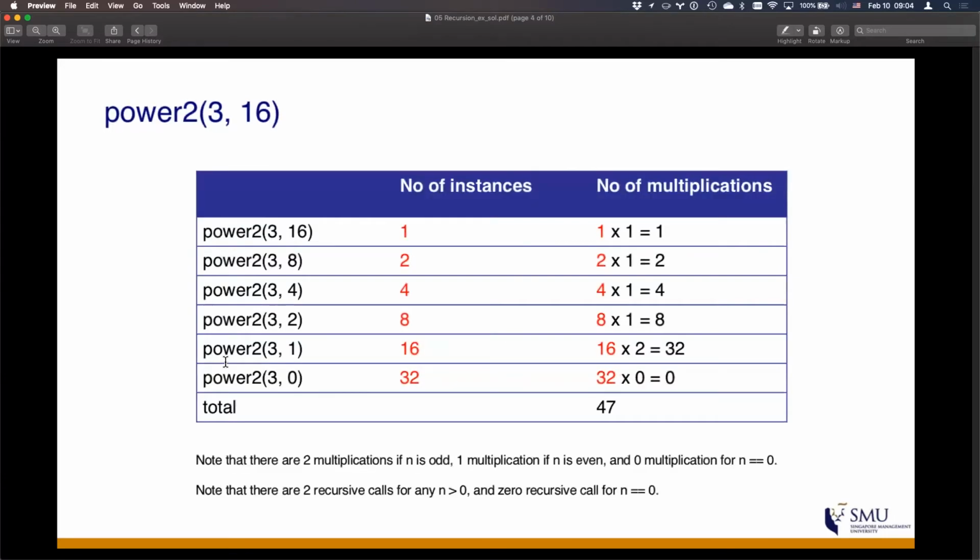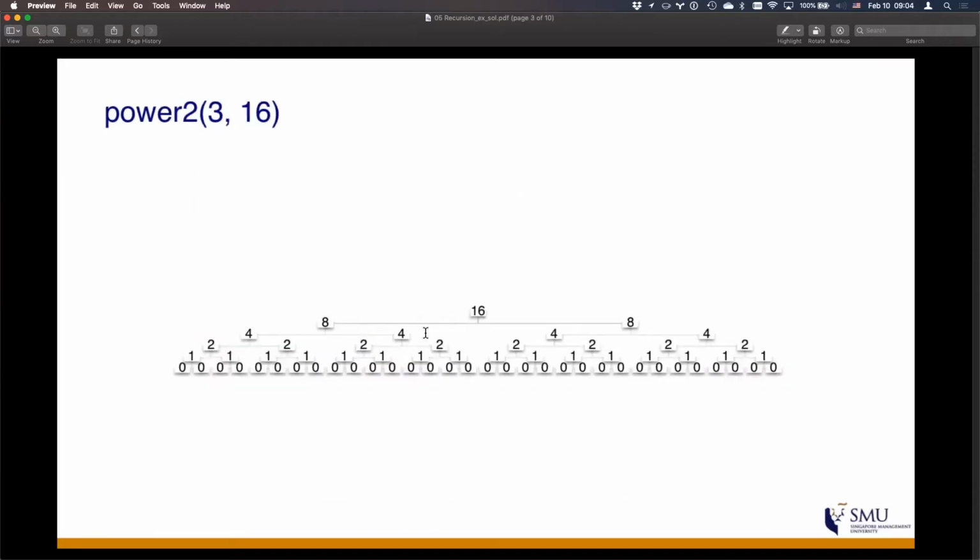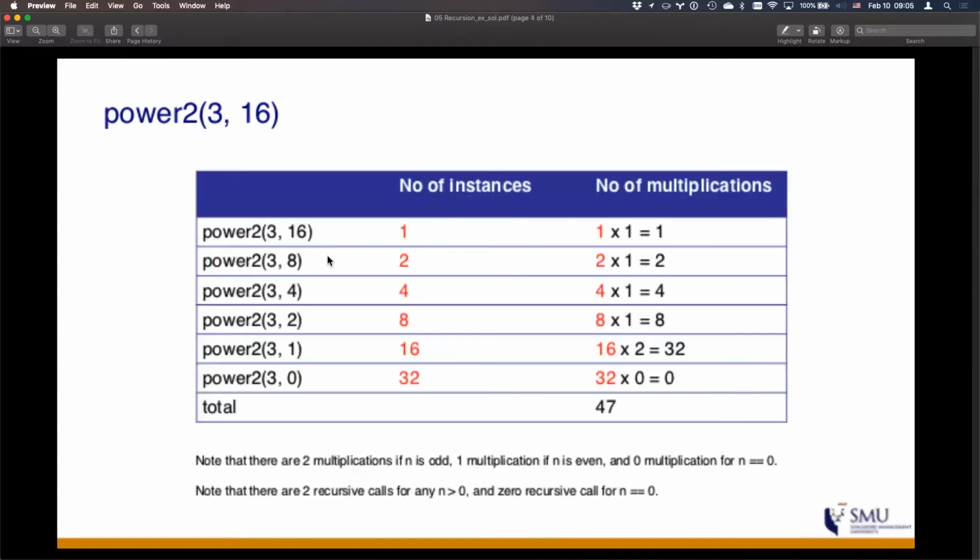So we need a table to trace it, for each and every level. This number of instances refers to how many instances we are generating for that particular n value. If you count, you have a single instance of 16. This is where you begin. But when you reach n equals 8, because you are branching out, making 2 calls, you have 2 instances. And for each and every 8 instance, you generate 2 four instances. So that's why when you reach 4, you have 4. And then this multiplication just keeps going on.